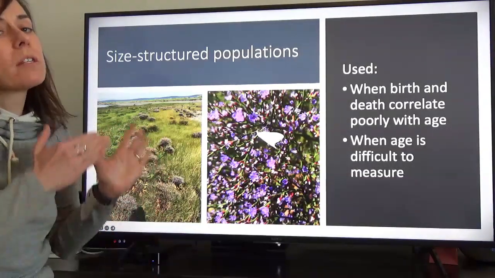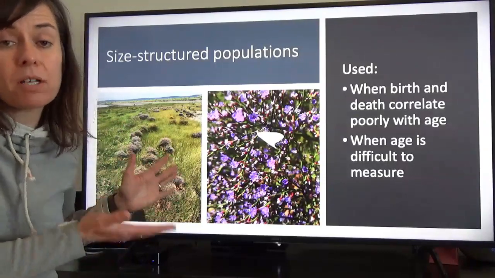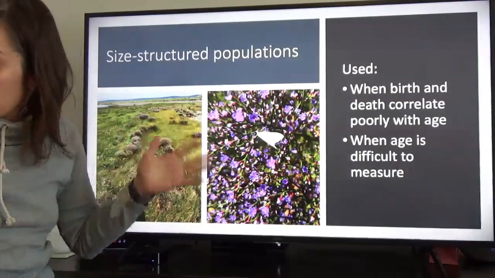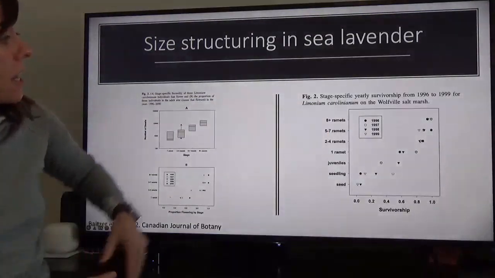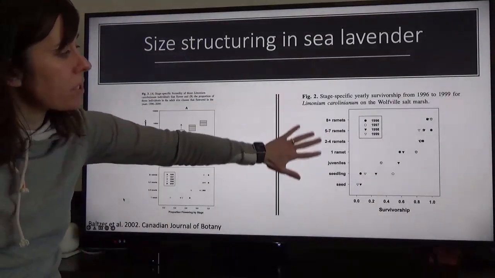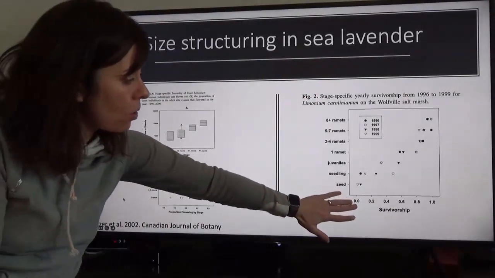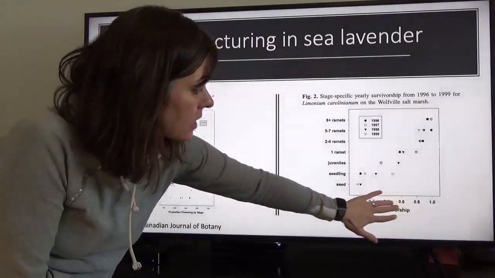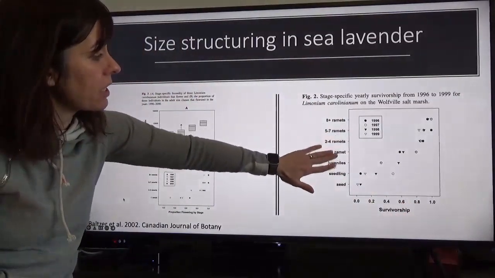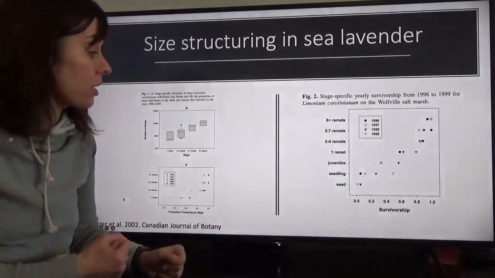And so there's some stage structuring that's really important, and it's really difficult, impossible, to characterize the age of these. So we used a stage structured population model. And here are some examples of stage-specific characteristics. We have survivorship here on the x-axis, and these different categories are based on the number of ramets, so how large the plant was.